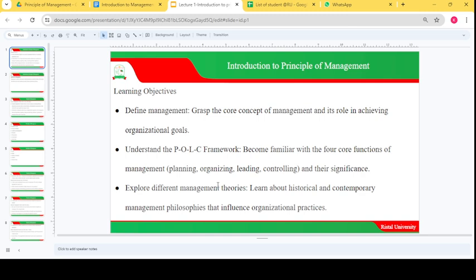In this lecture we are going to learn about the historical and contemporary management philosophy that influence organizational practices.